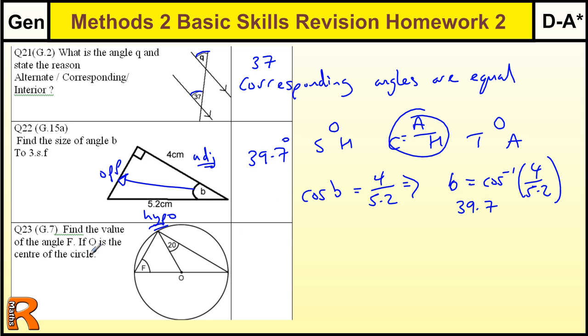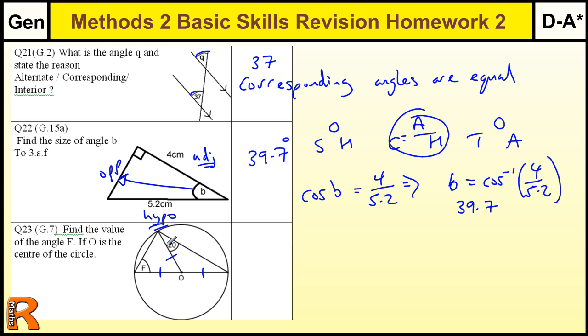Find the value of the angle F if O is the centre of a circle. Okay, so whenever I look at angle things like this, I'm thinking about all the different theorems I know about circles. Also, I'm always thinking about labelling where the radii are. These are all radii, but they're all the same length because they come out from the centre to the circumference of the circle.